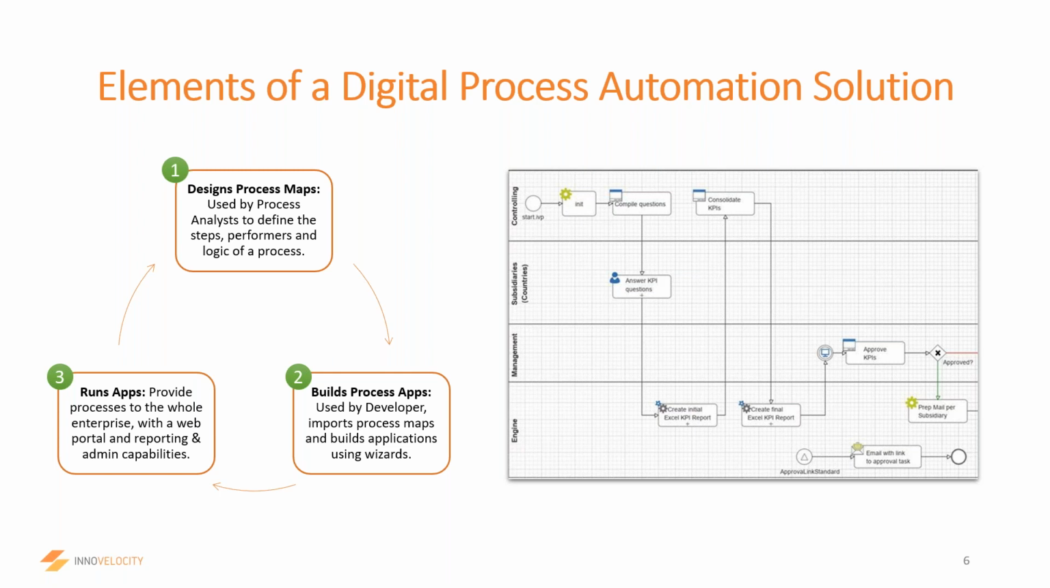They all have these same three main components where there's some kind of capability to design a process map. An analyst will define the steps, the performers, and the logic of a process. There'll be some kind of designer that's used by a developer to import that process map and use wizards to build a web application, and some kind of engine that's used to run those applications through a portal and let users interact with it. But the foundation of these, the starting point for the automation, is that process model, and that's a smart move because if it's analyzed and mapped out correctly, you're more likely to realize the efficiencies and the gains that you're looking for.